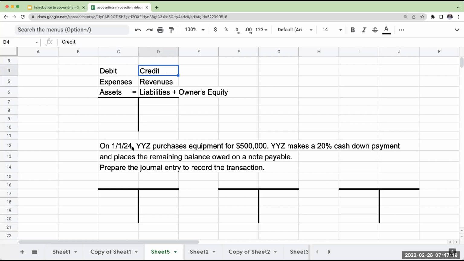So when we get over here and we look at this, YYZ is receiving equipment. And as long as that equipment is not a 7 Series BMW, we're going to be okay. So right over here, I'm going to debit equipment for $500,000.